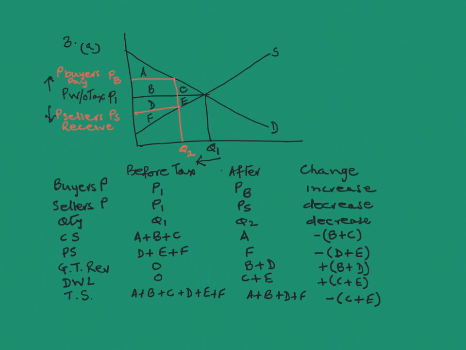And we add up the total surplus. Before the tax, total surplus is area A plus B plus C plus D plus E plus F. And after the tax, the area C plus E is deducted, because that area is a deadweight loss.